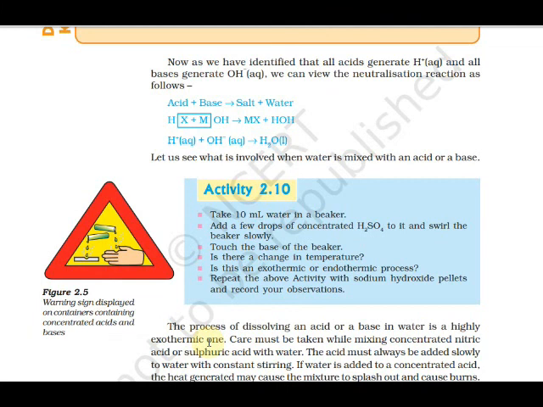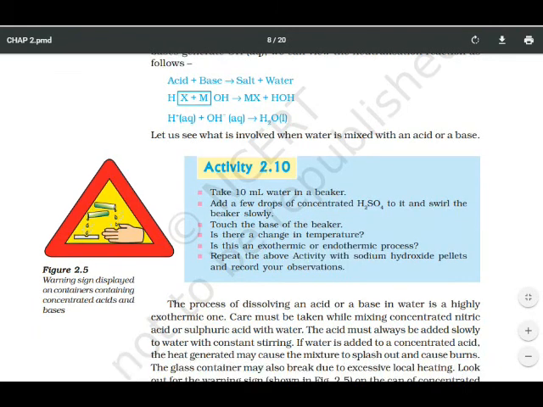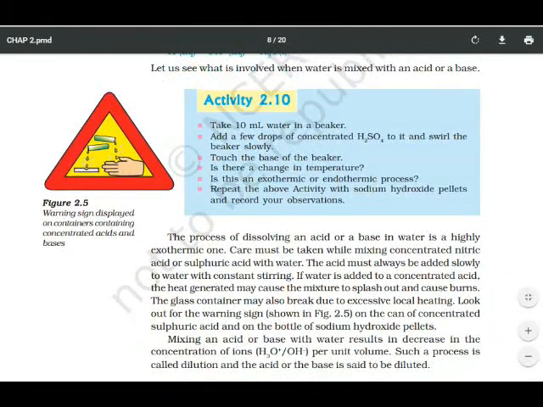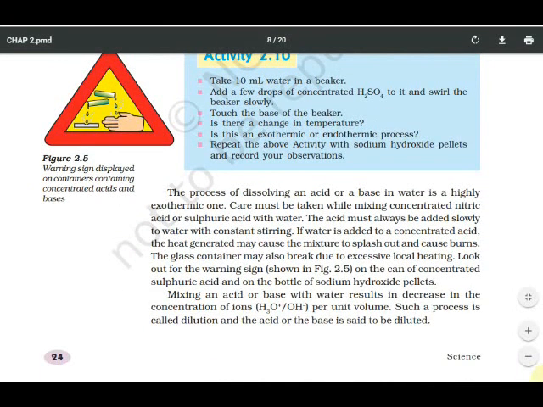If water is added to the concentrated acid, the heat generated may cause the mixture to splash out and cause harm or burns. So acid should be added into the water with constant stirring so that the mixture will not splash out and cause burns. The glass container may also break due to excessive local heating. Look out for the warning sign on the can of concentrated sulfuric acid and the bottle of sodium hydroxide pellets.